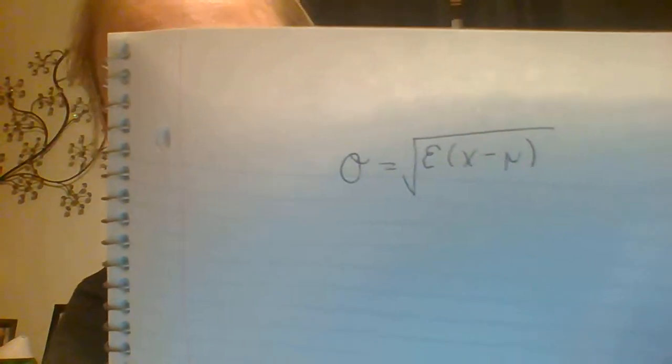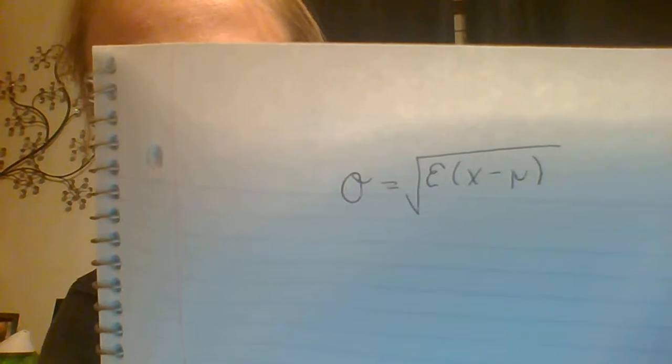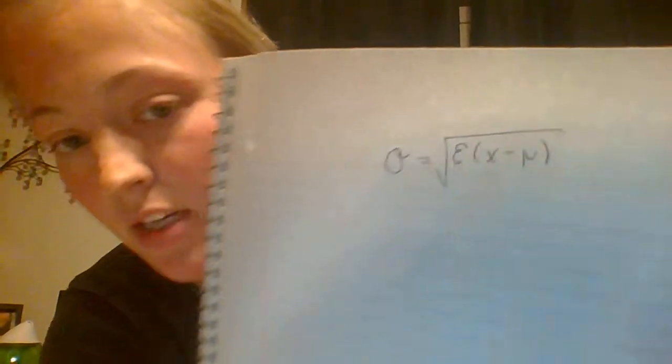minus a backward h, so it just looks like that. x meaning the values in the data set, and that little h just means the mean. And then we're going to square that, and then we're going to put that over n minus 1, n meaning the number of values.